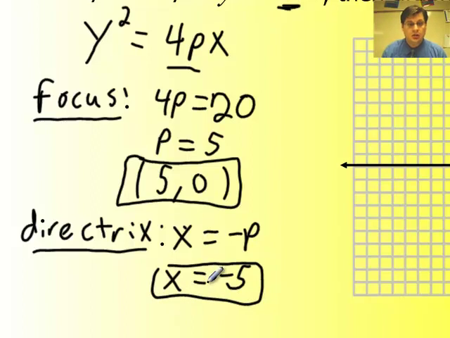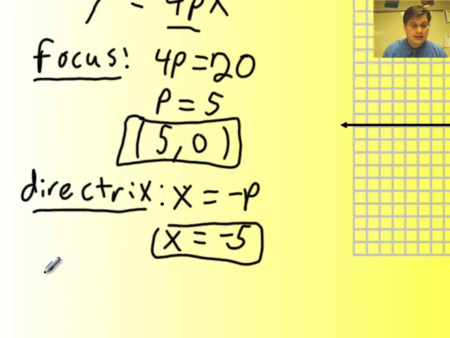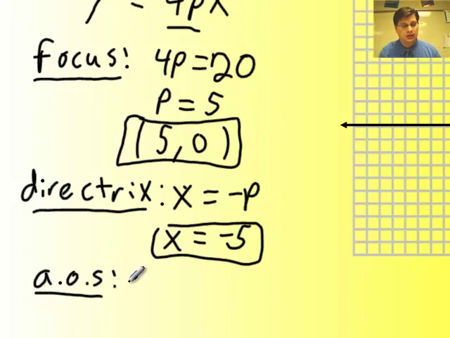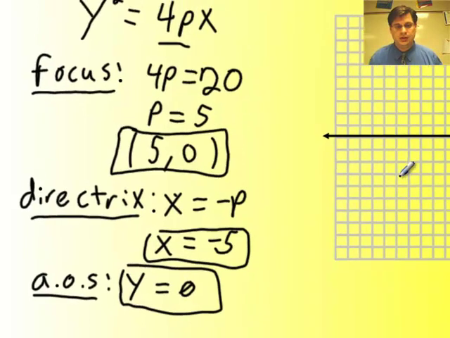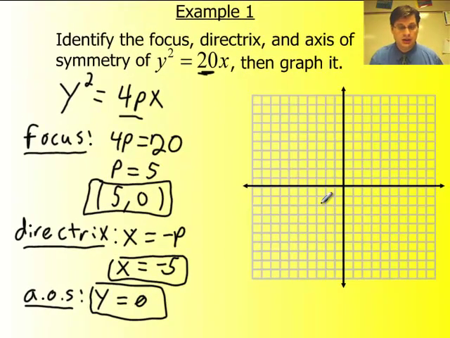Now we need to identify the axis of symmetry. The axis of symmetry is just going to be the x-axis. So that's going to be y equals 0. And I'll box that in. I'm not going to make you declare the vertex since all of these are located at the origin.